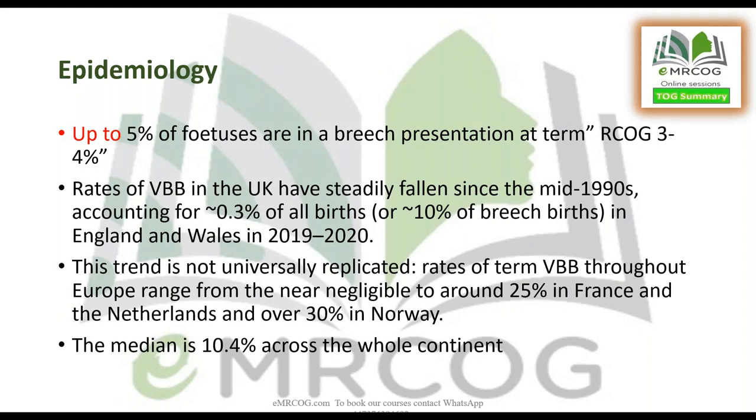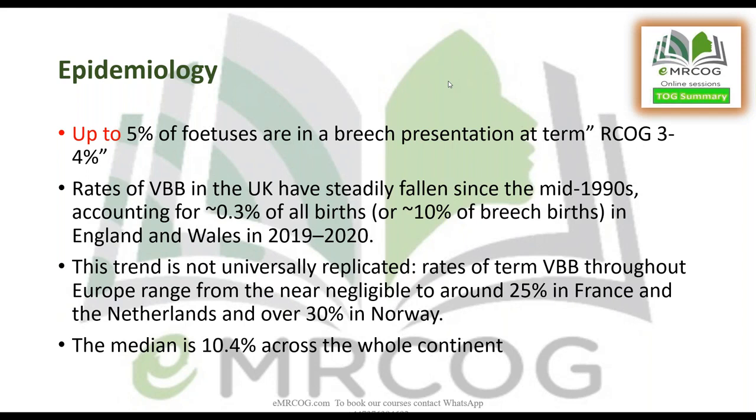And the rate of vaginal breech birth in the UK has steadily fallen since the mid-90s, and this is around 0.3% of all births. They have found that among the 4% diagnosed as breech births, only 10% delivered vaginally, and the others delivered by cesarean section. So this is the finding in the current practice.